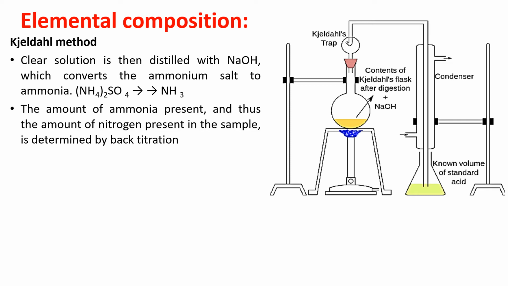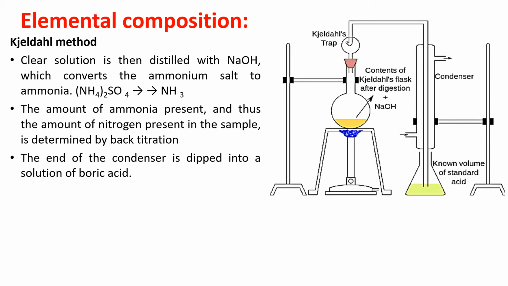The amount of ammonia present is directly proportional to the amount of ammonium sulfate present. The amount of ammonia present, and thus the amount of nitrogen present in the sample, is determined by back titration. We will be discussing these methods again in detail in the next slides.